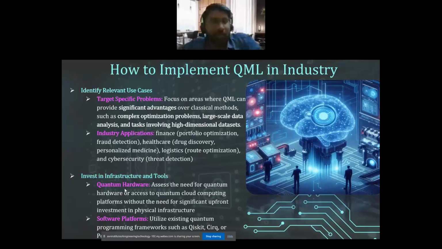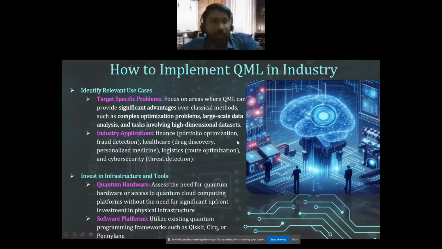And then we have the software platforms. As I said about the quantum hardware, even the software platforms are already available in the market, from Google and IBM, like Qiskit and Cirq, and a lot of other platforms for QML. So instead of making big investments in the initial stages, we can utilize these things. That way we can be on the safer side.